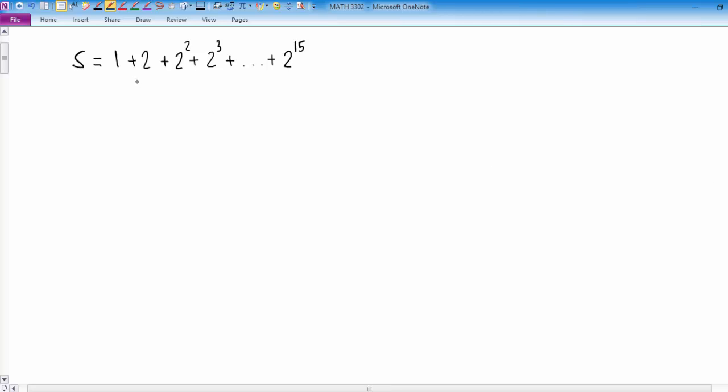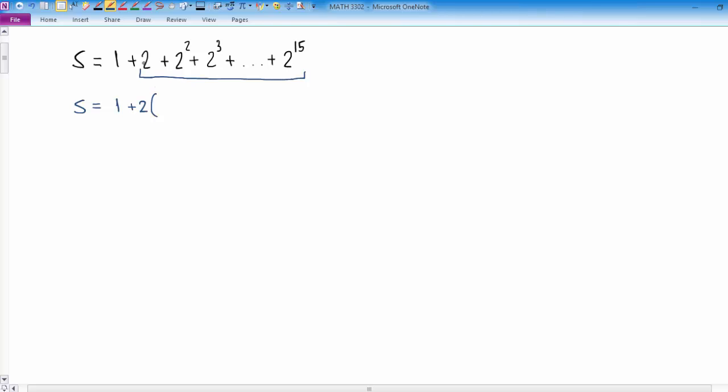Here's an example of a finite geometric sum. Here we're going to use a little trick and try to factor 2 from these terms of the sum. The reason we're going to do that is because once we factor 2 out, we will see an expression that is very similar to the original expression.